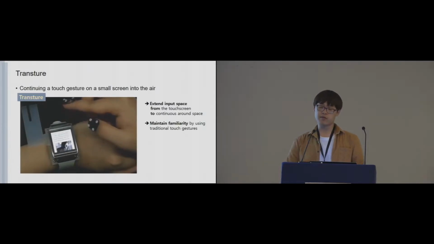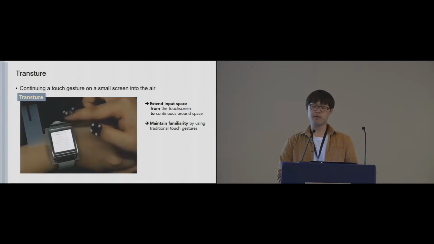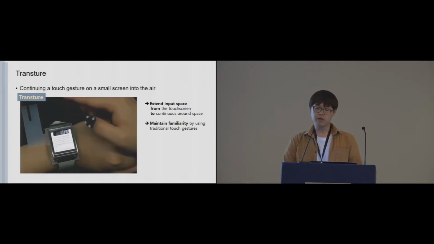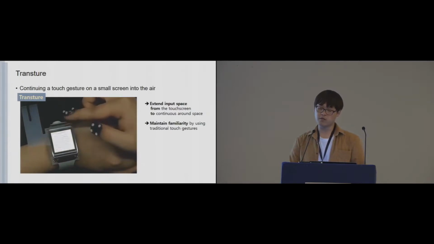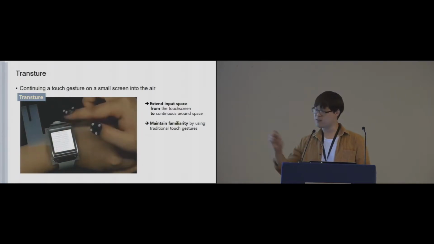The goal of transfer design is extending input space while using the familiarity of the touch gesture. In transfer, touch gesture is not only still used, but also there is no discrete boundary between the touch screen and its around space. In other words, we try to make it so a user can do a gesture in the air with an implicit and natural transition from the touch gesture on the screen to its around space, as shown in this video.